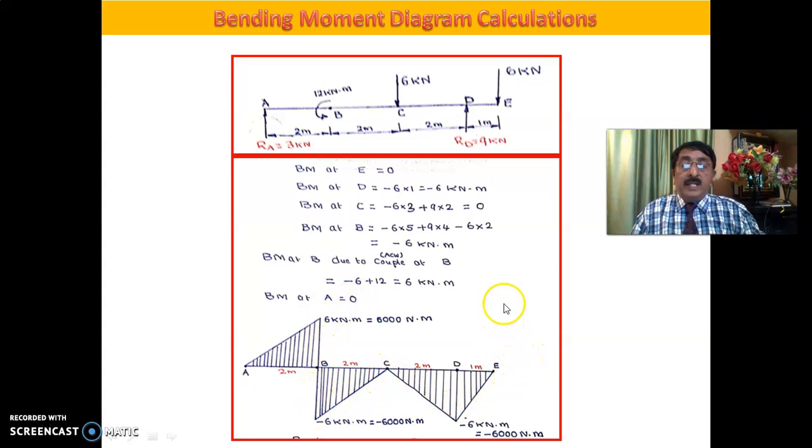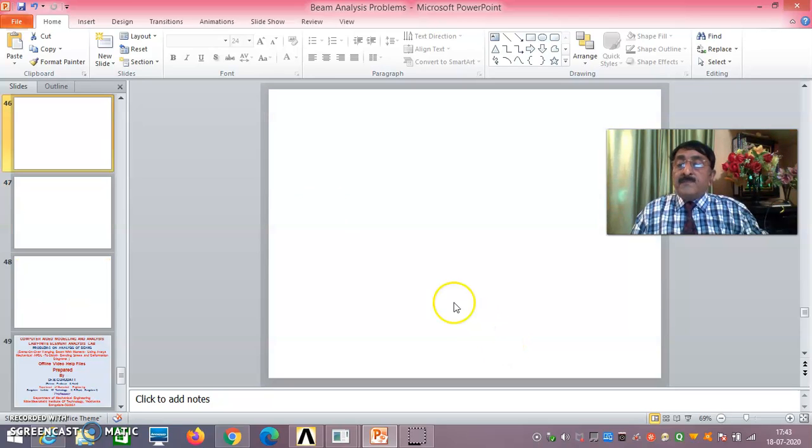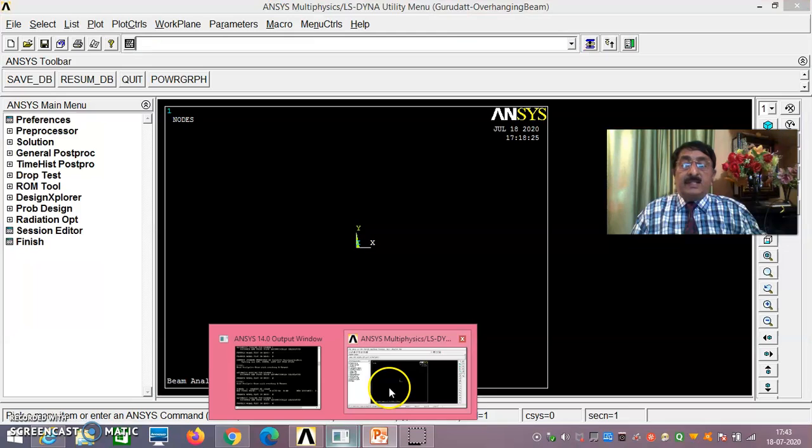This is what you have to write in the exam, and this has to be verified using Ansys. I think this is pretty clear. What I have given here is 6 kilonewton meter, 6000 newton meter, the same thing. The bending moment diagram should be in the same way in the exam also. Now we'll verify this in Ansys also.